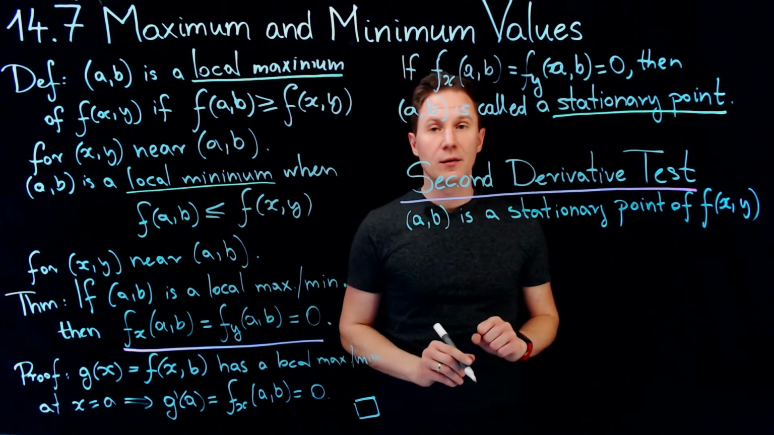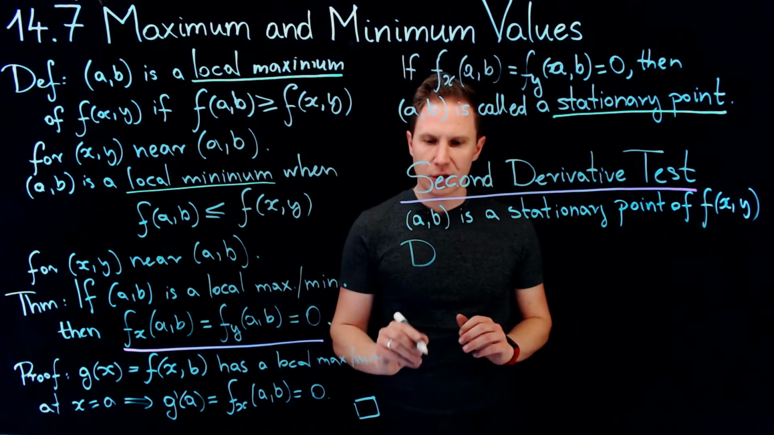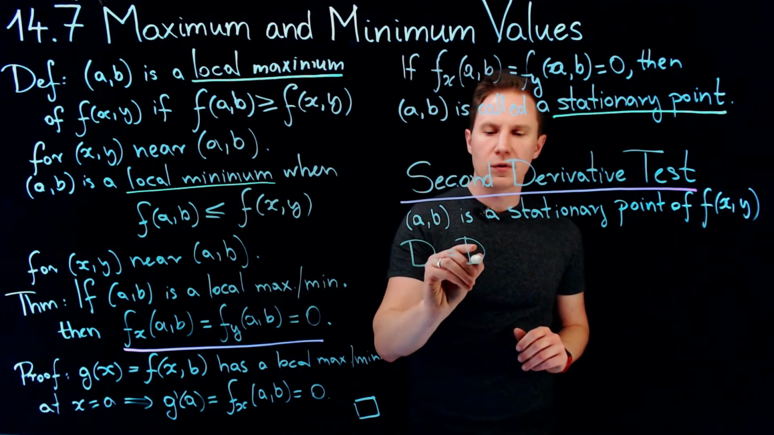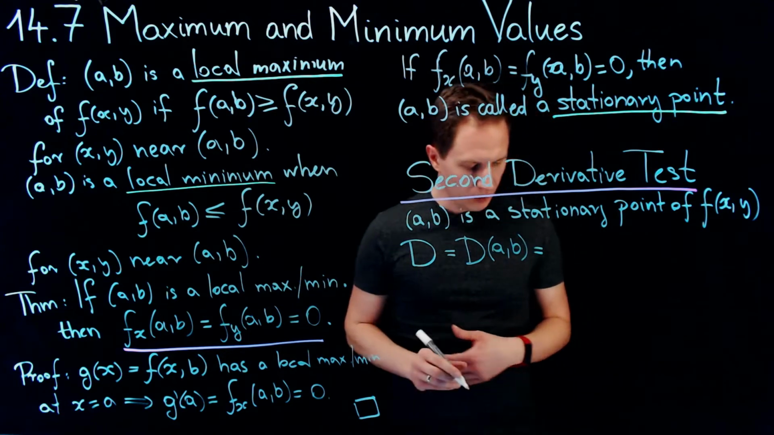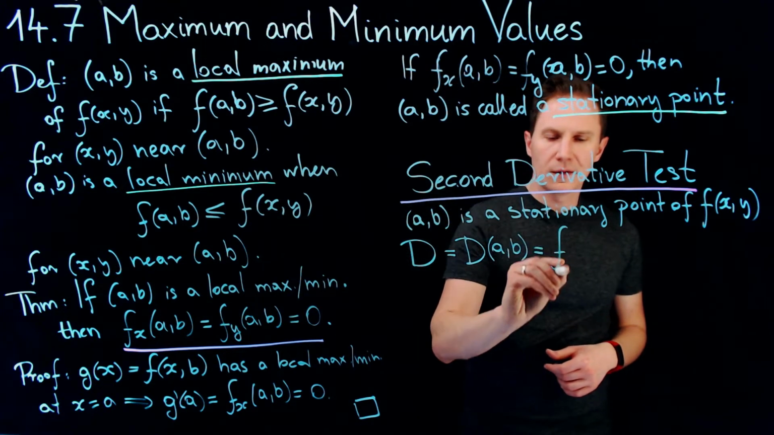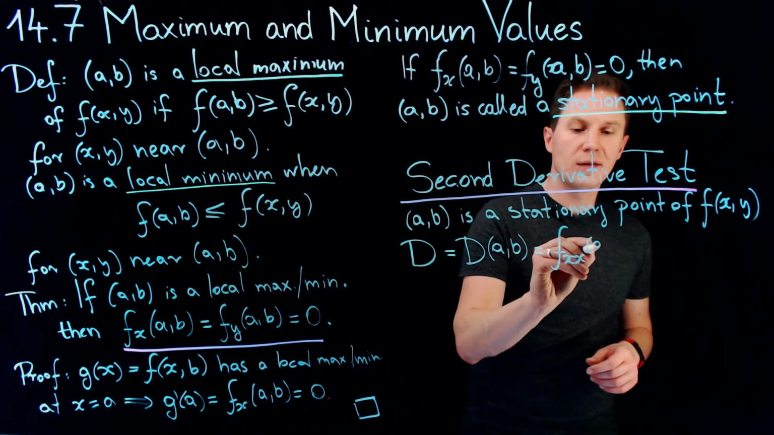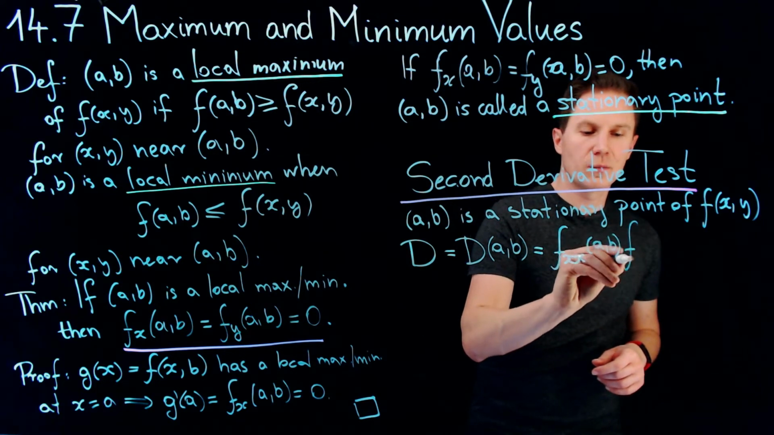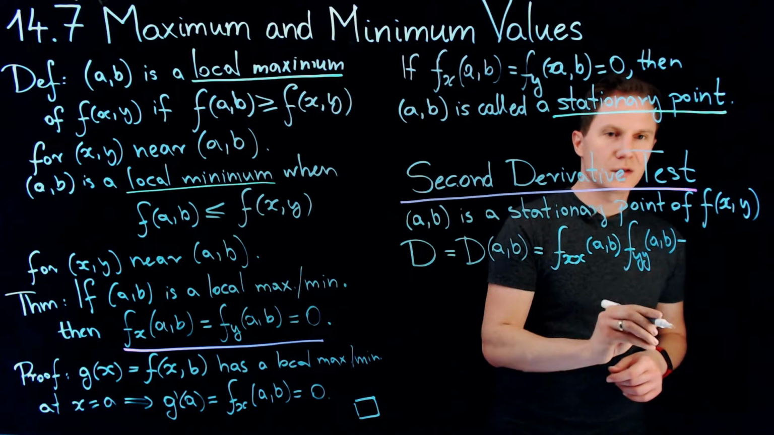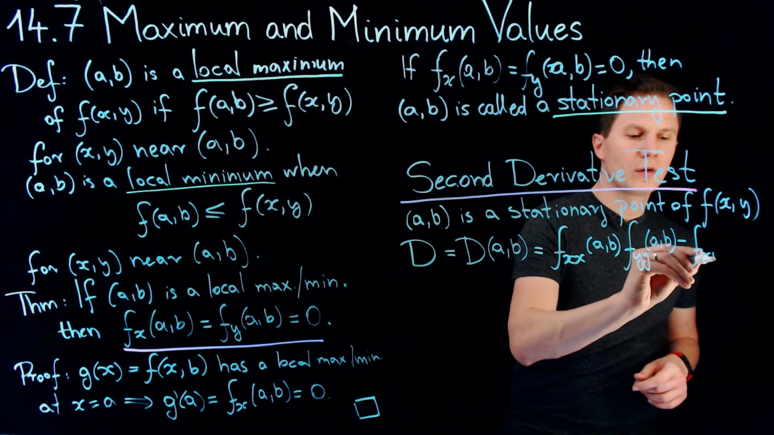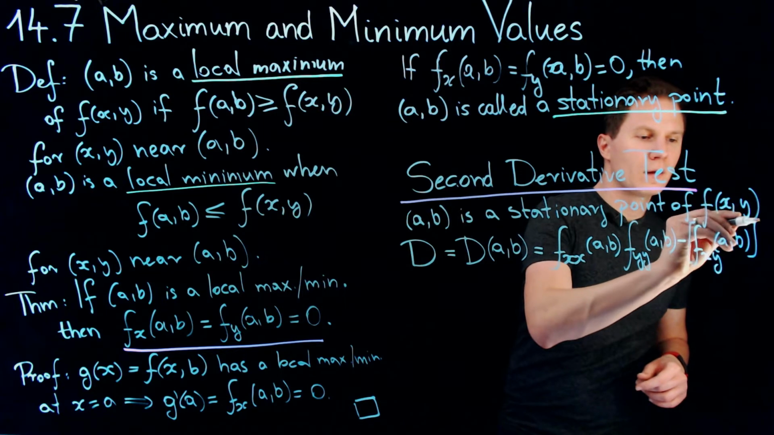Then the way we apply the second derivative test is that we take the following expression D, which is going to be a number D of (a, b), which is the following: the second partial derivative with respect to x evaluated at (a, b) times the second partial derivative with respect to y evaluated at (a, b) minus the mixed partial derivative evaluated at (a, b), squared. Okay?